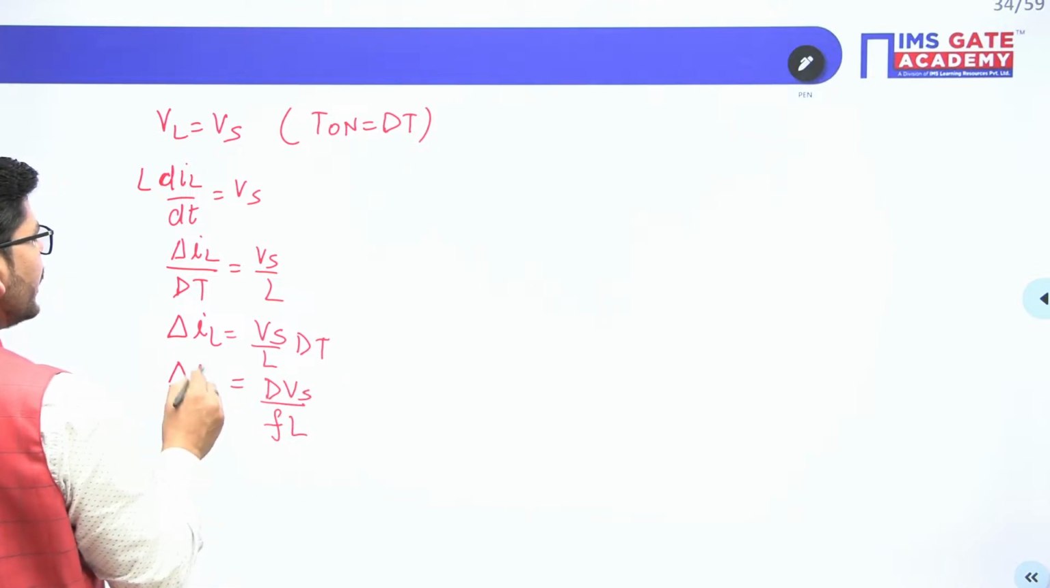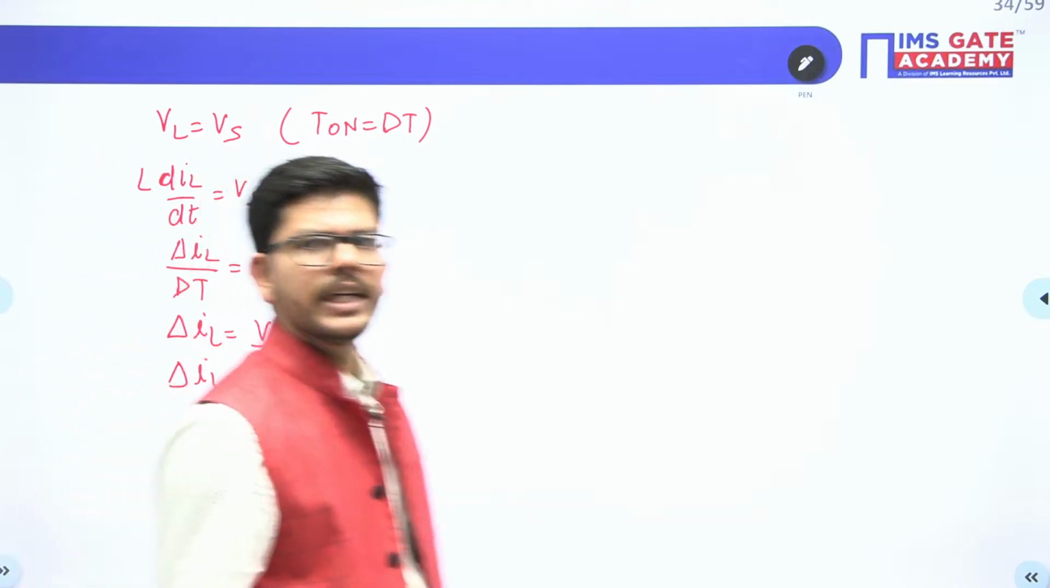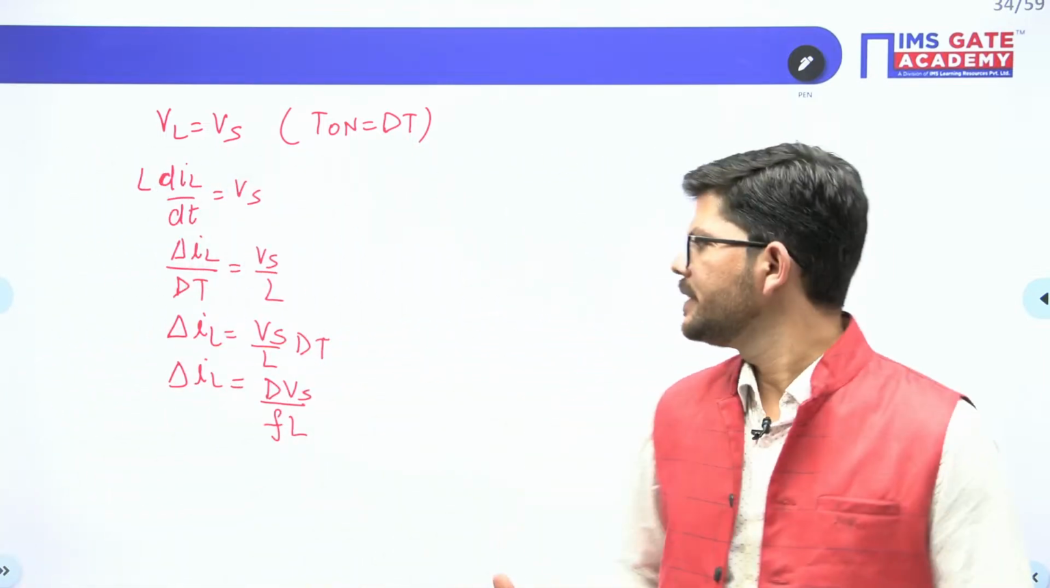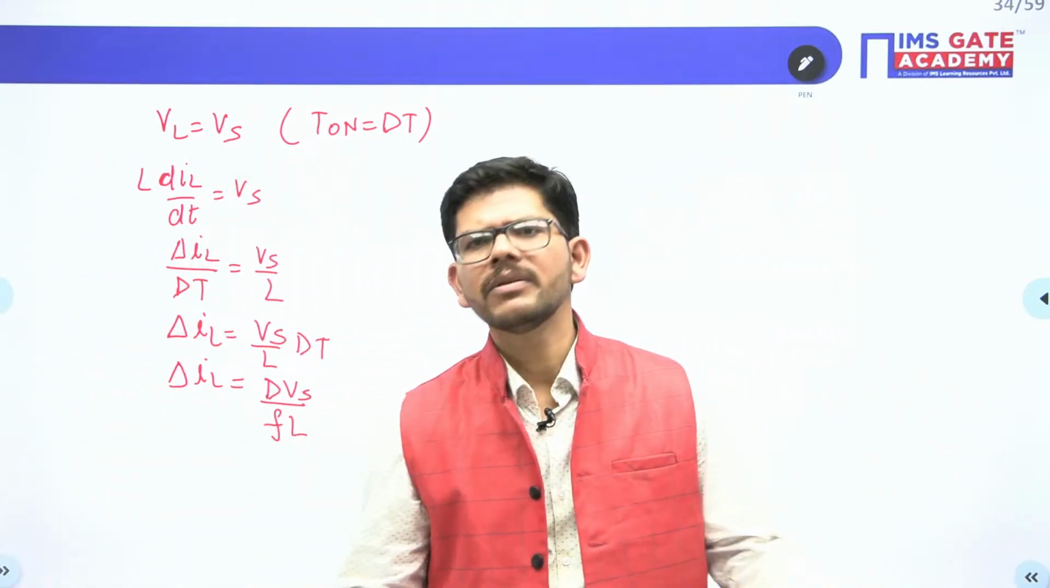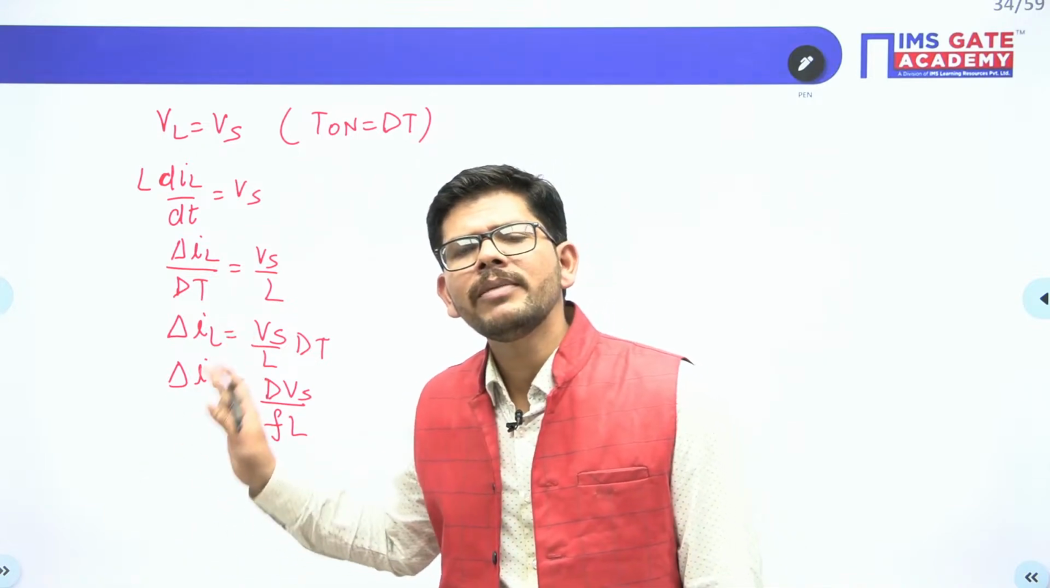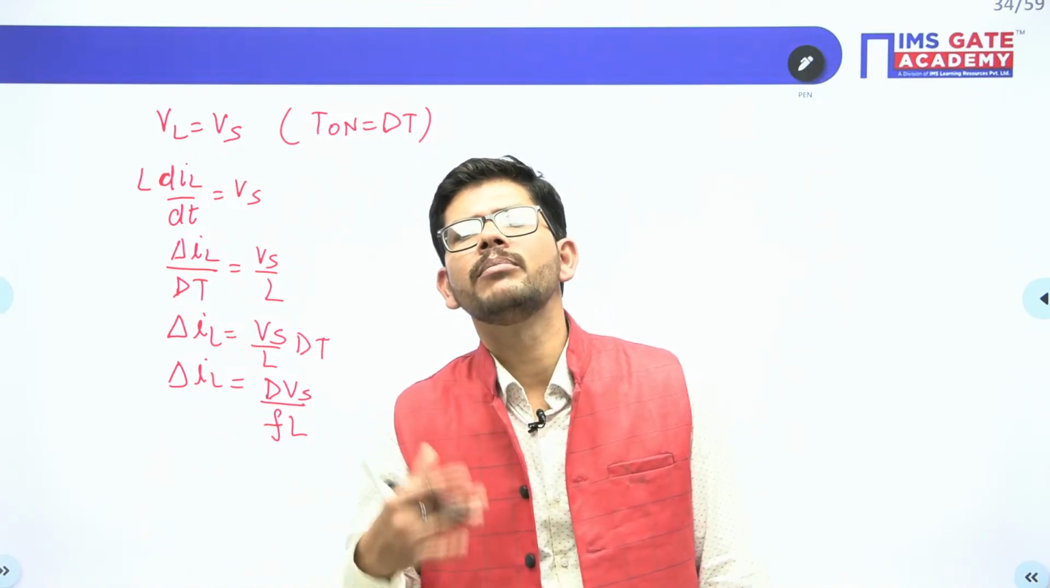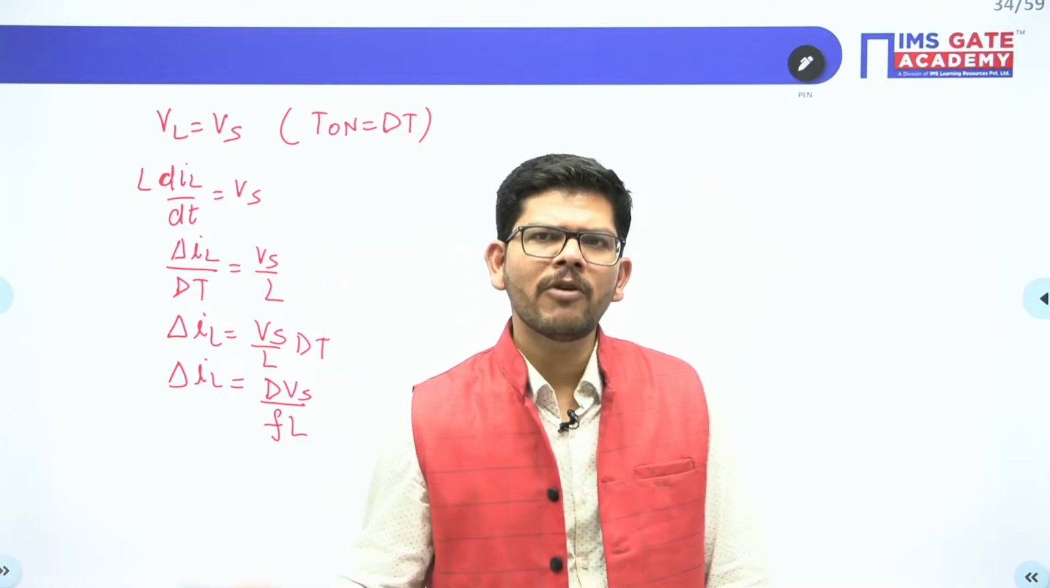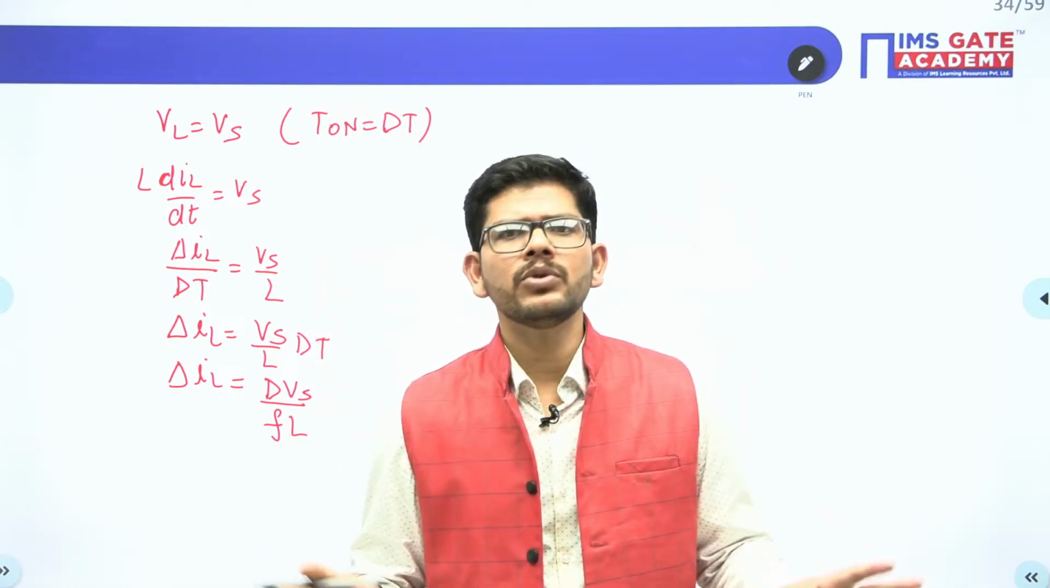So, this will be the peak to peak current. See how easily we have derived this expression. We don't have to remember the formula. The same formula will be applicable if this were a buck boost converter. There are so many formulas that are very similar in buck boost and boost converter.